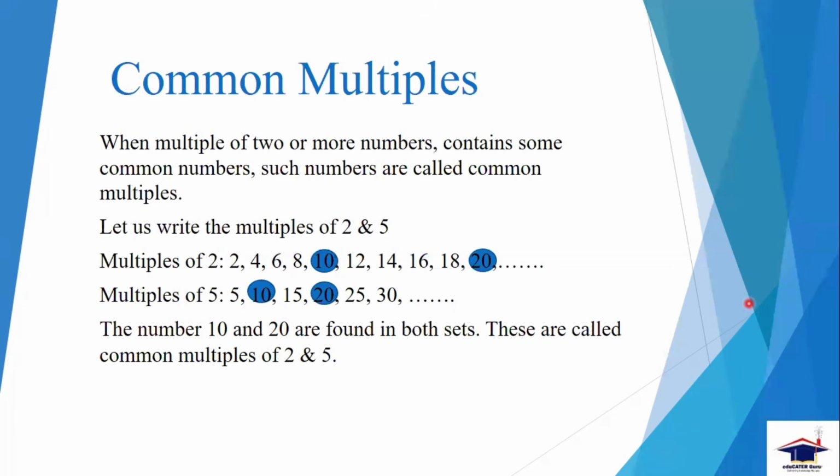Multiples of 2 are 2, 4, 6, 8, 10, 12 and so on. Likewise, multiples of 5 are 5, 10, 15, 20, 25. So here you can see the common multiples are 10 and 20. These two are found in both the sets. Hence, they are called common multiples of 2 and 5.